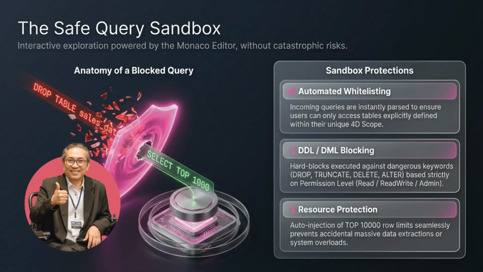We ensure this through 3 layers. First, automated whitelisting. Users only see the tables they're authorized to access. Second, smart blocking. We hard block destructive keywords based on specific permission levels. And third, resource protection. We automatically limit row results to prevent system overloads.